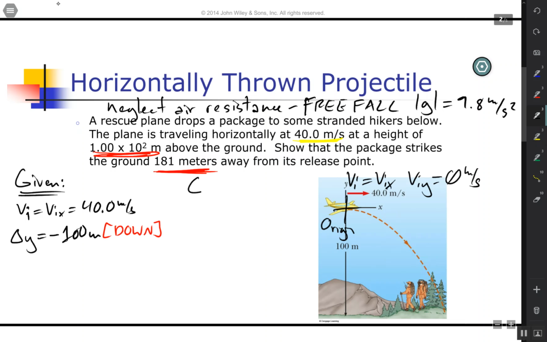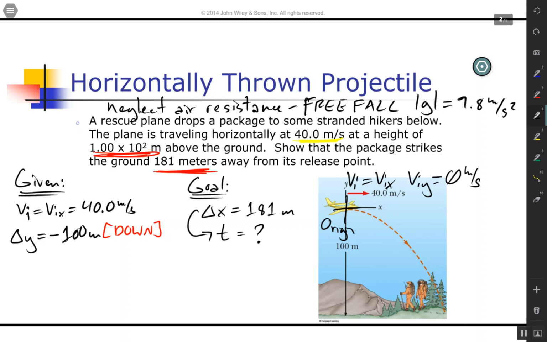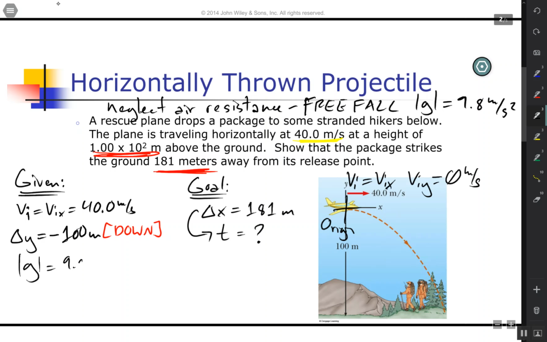And our goal is actually to find the delta x. And I'm going to tell you right now, to anyone listening to this video, that another sub-goal, if you will, is that you have to solve for the time. Okay? And that's all we're given besides the 9.8.